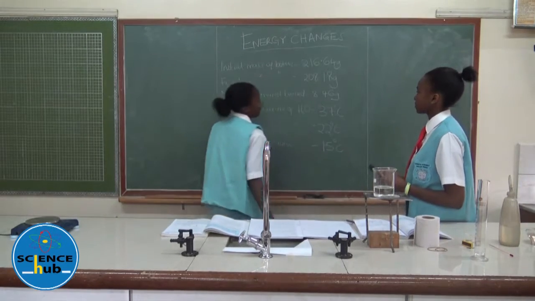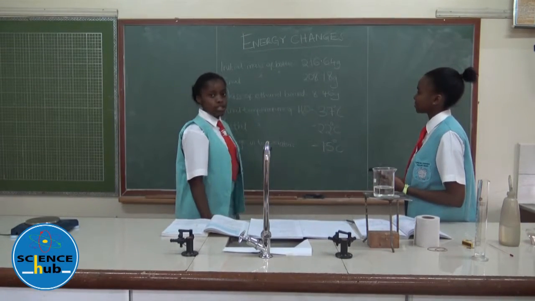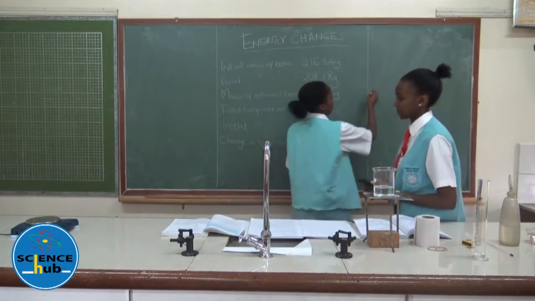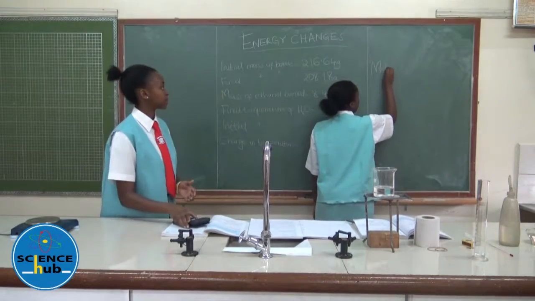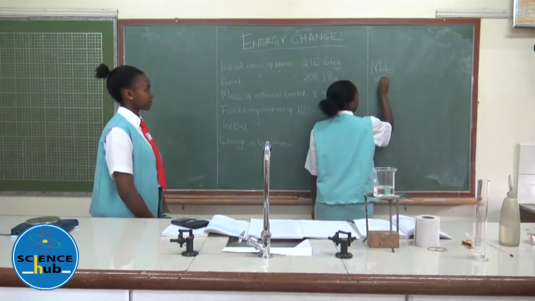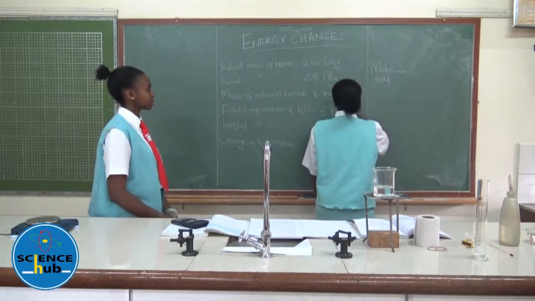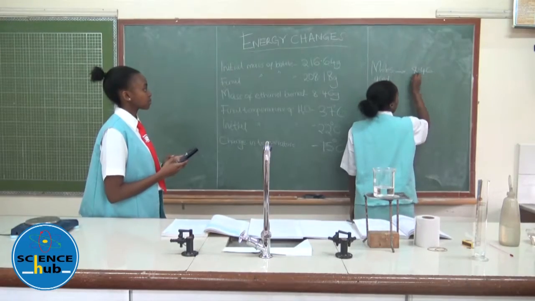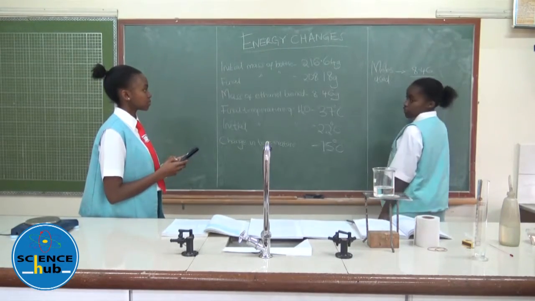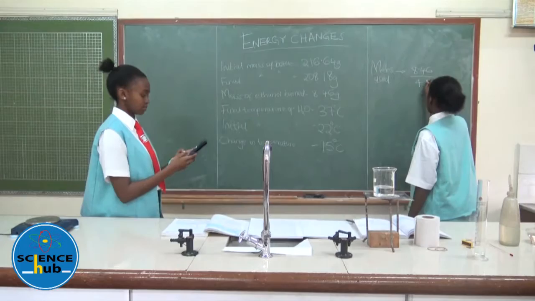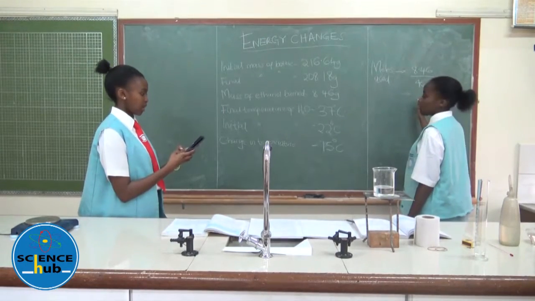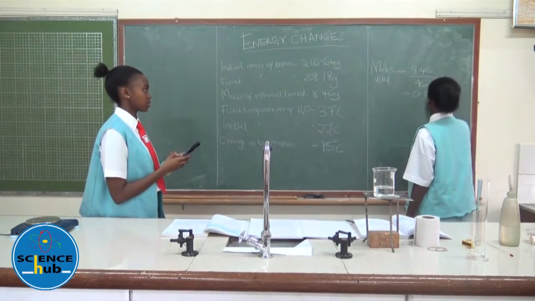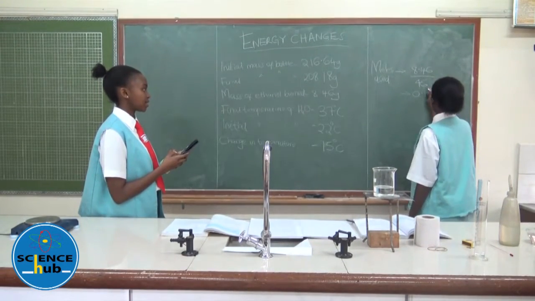We're going to work out the moles of ethanol used. Moles used will be the mass of ethanol used over the molar mass of ethanol, which is 46. And we'll get 0.1839 moles.